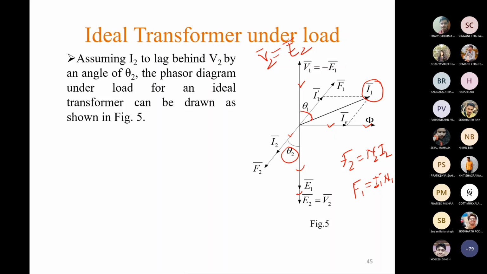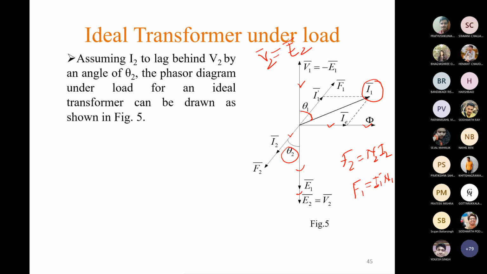How to draw the phasor diagram of an ideal transformer under loaded condition. First of all, you have to draw phi, taking it as the reference phasor. Then you have to draw IE in phase with phi. Then you have to draw the two EMFs lagging phi by an angle of 90 degrees. Then you have to draw V1, which is equal but opposite in direction to E1. So V1 equals minus E1, and the lengths of E1 and V1 will be equal. Up to this is the phasor diagram for an ideal transformer under no load condition.